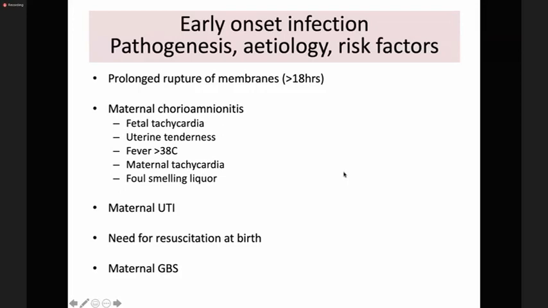Is that clear? Any questions with regard to the prolonged membrane rupture? Thank you, madam. Yes, it's clear.